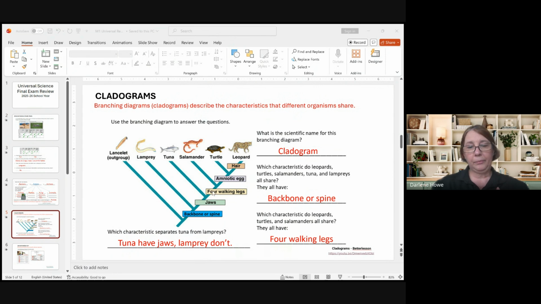Okay. Which characteristic separates tuna from lamprey? Okay, tuna, lamprey, which is the characteristic in between them? Jaws. So we can say tuna have jaws because jaws came in and then tuna. But lamprey don't have jaws. They are a weird little fish. Yeah, they don't have a jaw.